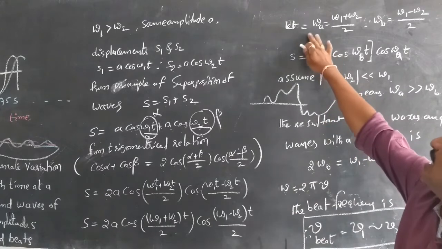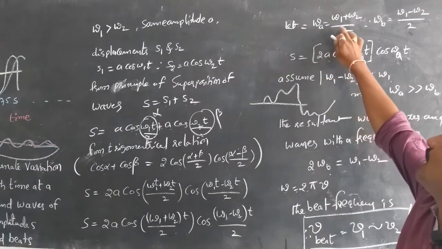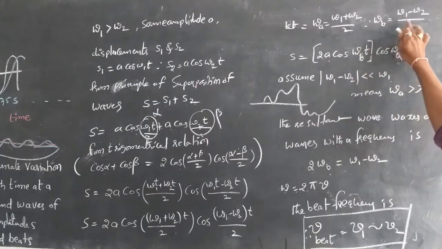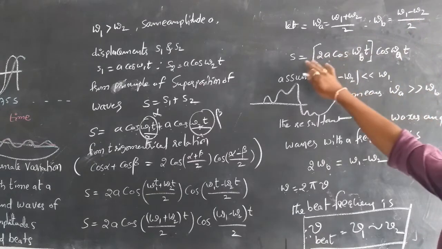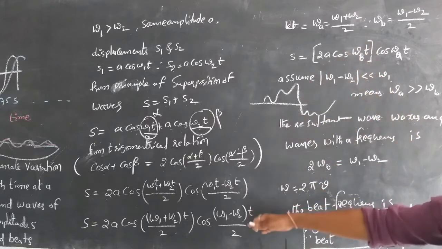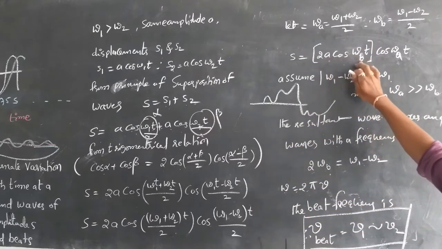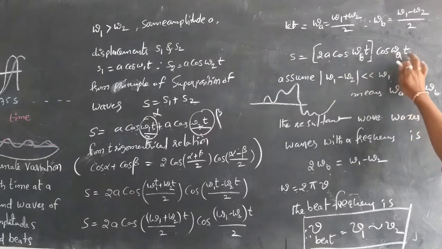Then let omega A be considered as (omega 1 plus omega 2) by 2, and omega B equal to (omega 1 minus omega 2) by 2. If we substitute these values in the equation, we get S equal to 2A cos omega B t, cos omega A t.